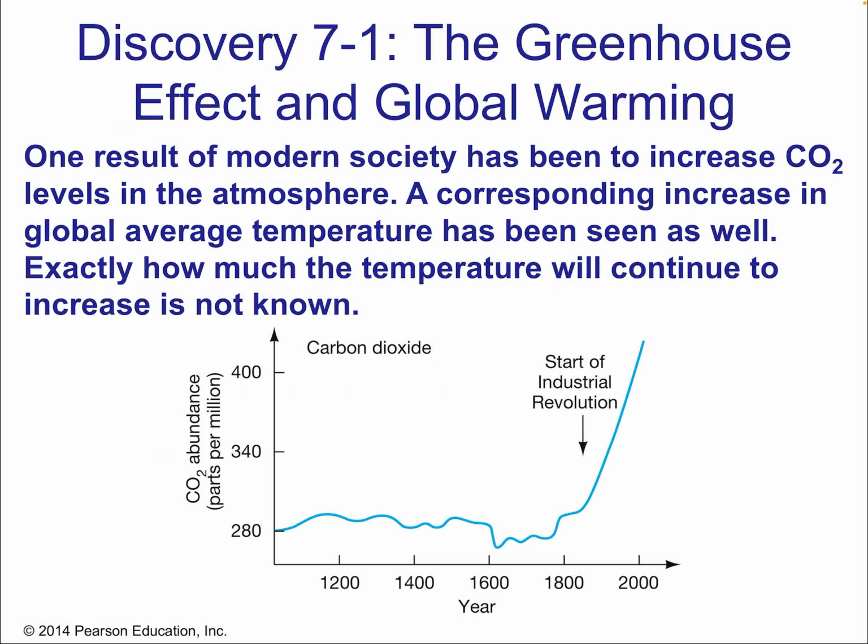Okay? So one result of modern society, and this has to do with global warming, has been to increase the amount of CO2 in the atmosphere. A corresponding increase in the global average temperature has been seen as well. Absolute data there. Exactly how much the temperature will continue to increase is not known, but we have lots of models, and we continue to collect data.